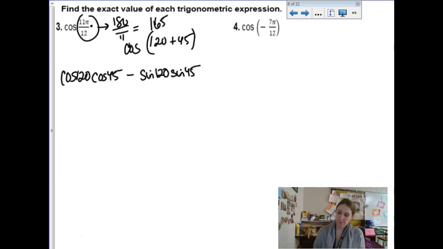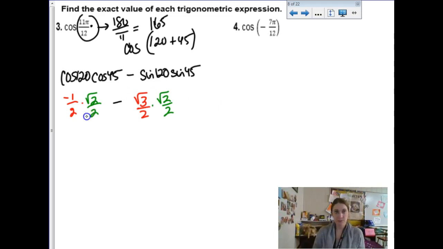Alright, let's start thinking. Cosine of 120, I already did this, so I'm just going to cheat. That's a negative 1/2, times cosine of 45, I got that. That's square root of 2 over 2. Minus sine of 120 is positive square root of 3 over 2. Sine of 45 is square root of 2 over 2.